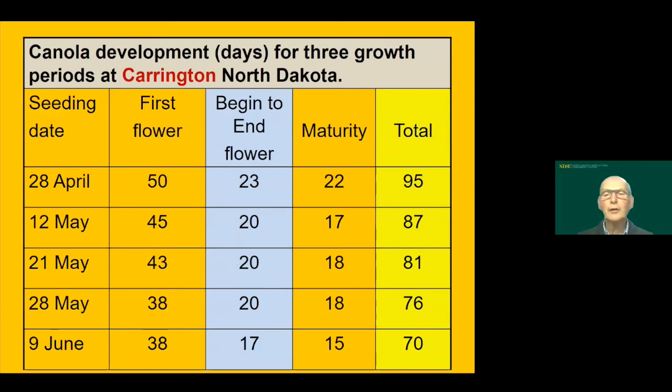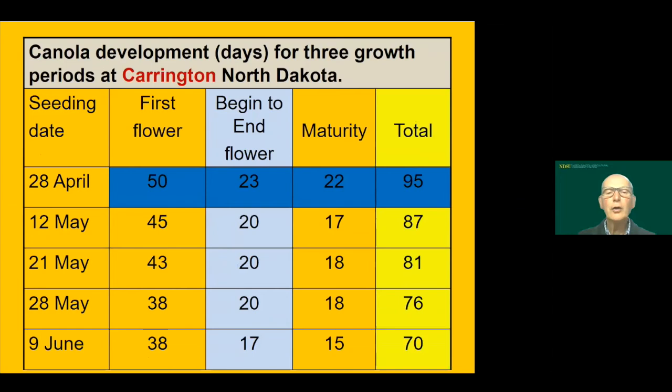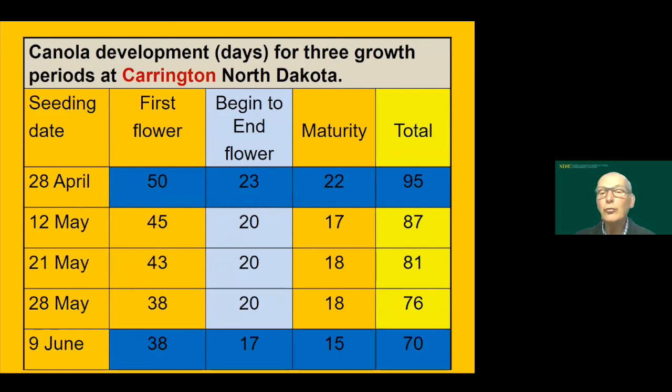Now, this table is explaining a little bit about what is driving the plant development. If we look here, seeding date was April, and the first flower in the column was after 50 days. So it took a long time because it was nice and cool. The plant had a lot of time to develop the leaves and start bolting. As we can see, from beginning to end of flower was 23 days. And then it took an additional 22 days to mature, for a total of 95 days.